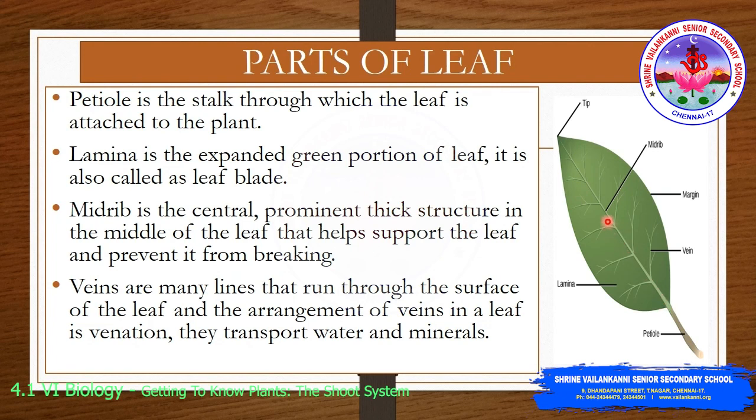And the next is midrib. It is the central prominent thick structure in the middle of the leaf that helps support the leaf and prevents it from breaking. The next part is the vein. Veins are many lines that run through the surface of leaf, and the arrangement of the veins in the leaf is called as venation. The main purpose of the vein is to transport water and minerals throughout the leaf.